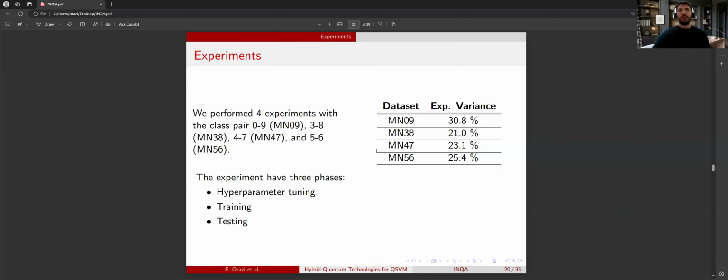We performed 4 experiments with different class pairs: 0 and 9, 3 and 8, 4 and 7, 5 and 6. Here I reported the explained variance of each dataset for the two principal components that we took. And we divided the experiment into 3 phases: hyperparameter tuning, training, and testing.